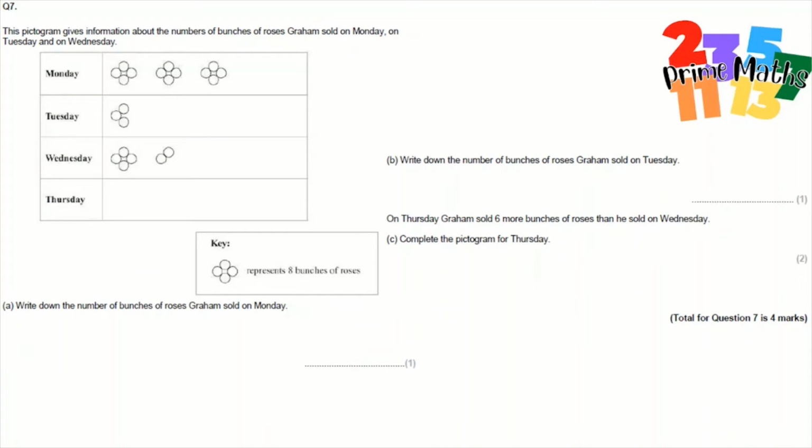Question 7. The number of bunches of roses he's sold on Monday. This is 8, this is 8, and this is 8 using our key, so altogether that's 24. On Tuesday, this is 3/4 of 8, which is 6.